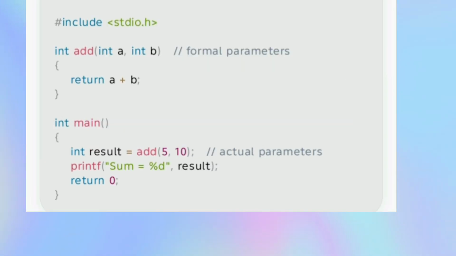Example: #include <stdio.h>, int add(int a, int b), the formal parameters, return a + b. Int main, int result = add(5, 10). The first one is the formal parameter, the second one is the actual parameters. Then printf("sum = %d", result); return 0. Why do I need to put return 0? Because int main has the return type int, that's why I need to put return 0.